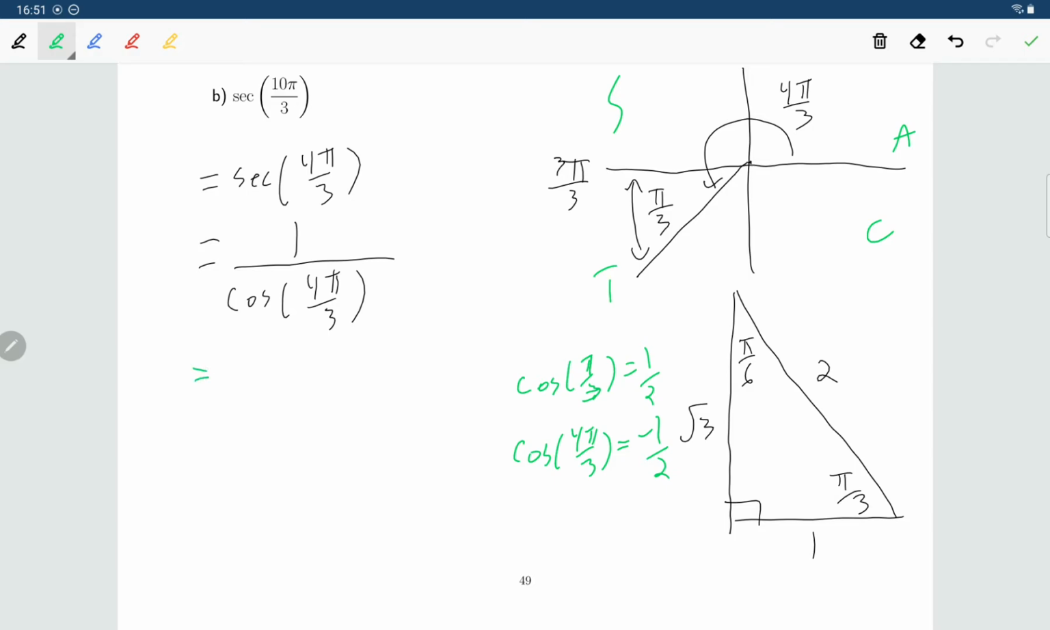So we have then for our answer here, it's 1 over negative a half, which is the same thing as negative 2. So secant of 10 pi over 3, that is negative 2.